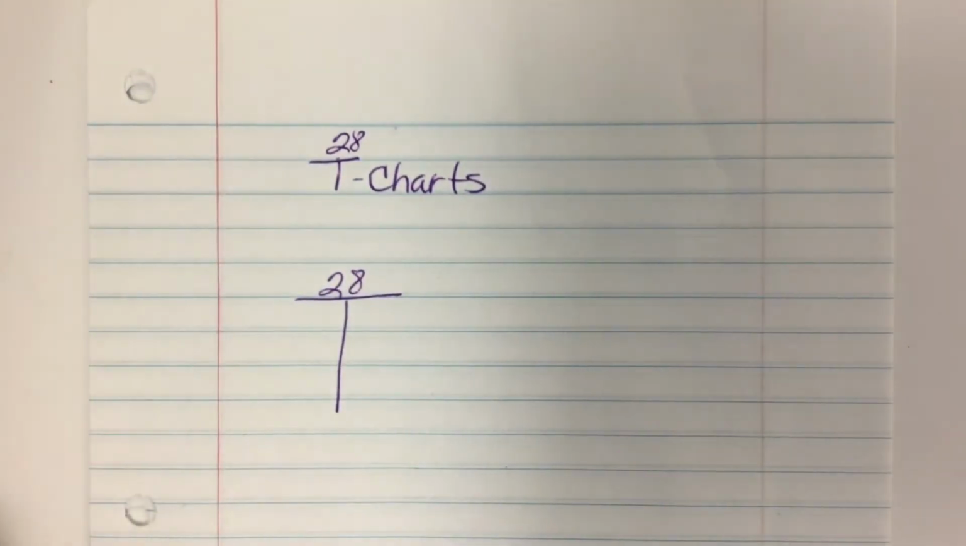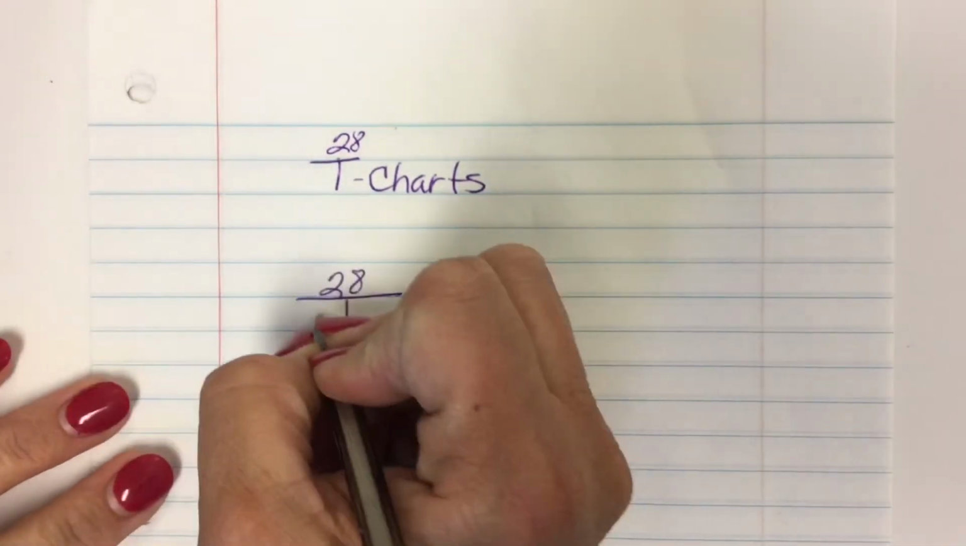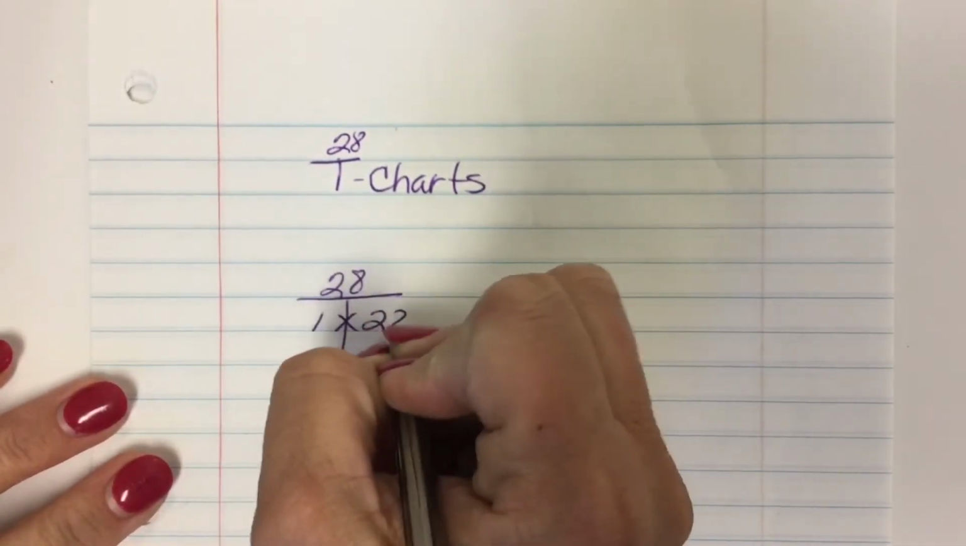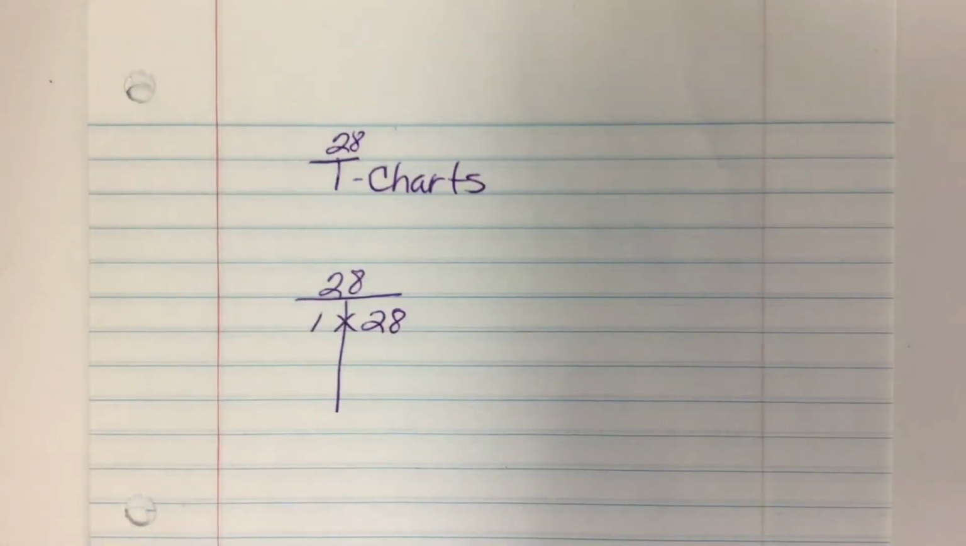So start with 1. Always start with 1 and then count 2, 3, 4, and go on. Okay? That way you do not miss anything. So I know 1 times 28, right? Because 1 times whatever the number is, always. Okay? 2. Does 2 go into 28?